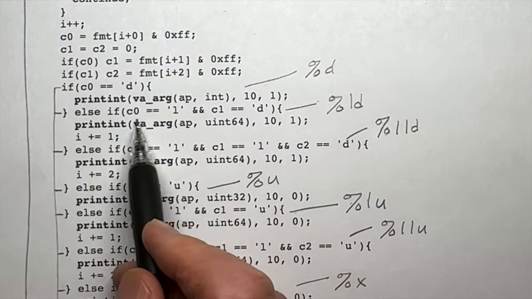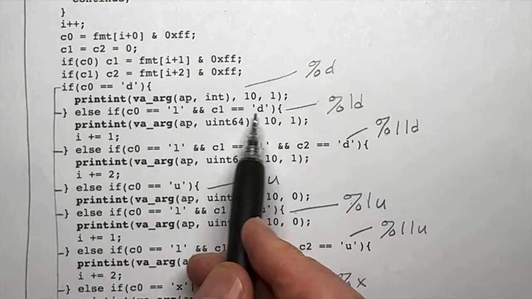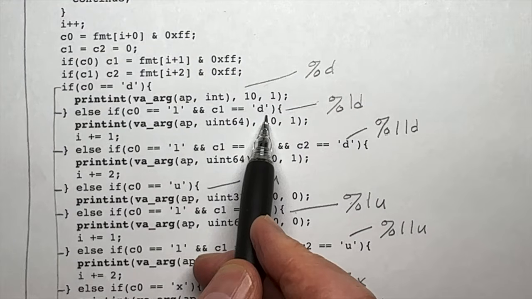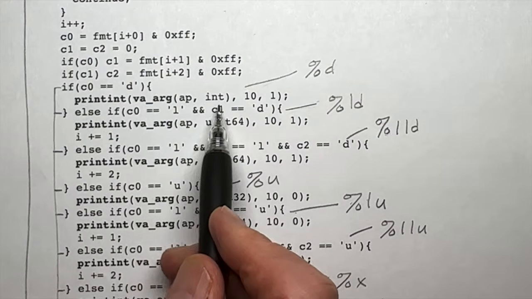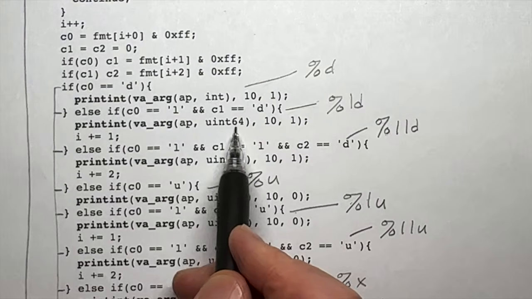Next, let's look at the format code ld, which we use to print 64-bit values in decimal. So again, we use VARG to get the next argument, but this time we say to fetch a 64-bit integer.